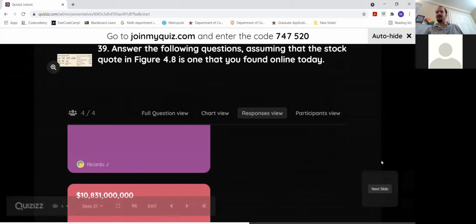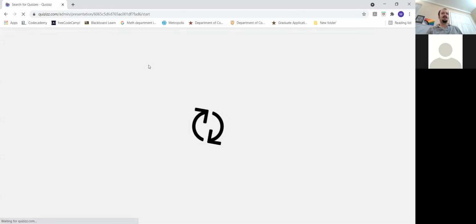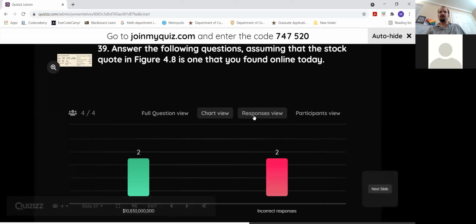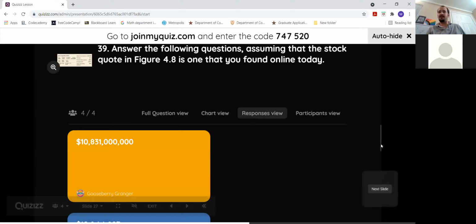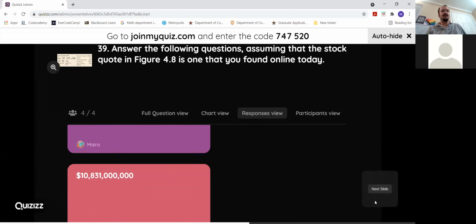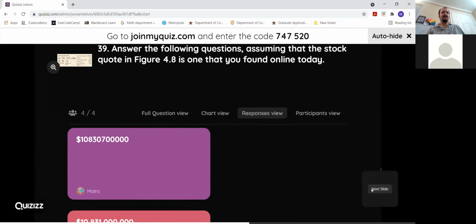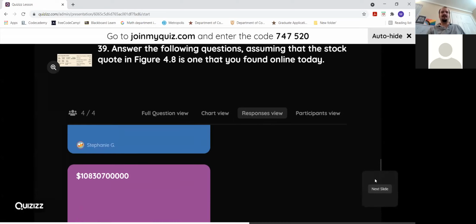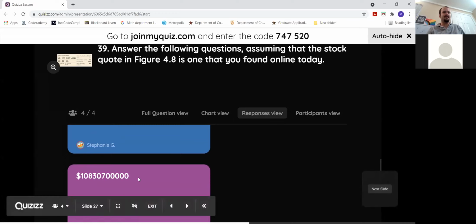Why does it not scroll up and down when I do this? It's got to be lagging or something. There we go. Now it's giving me a scroll bar.